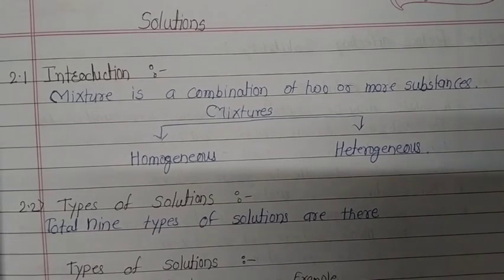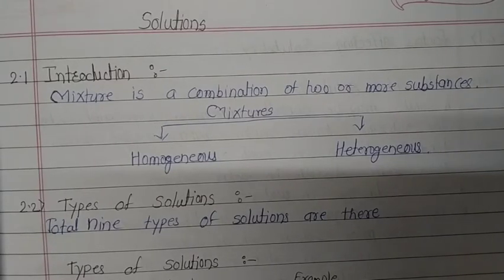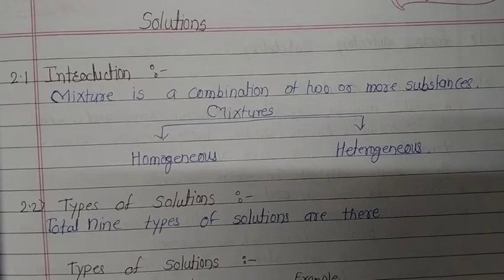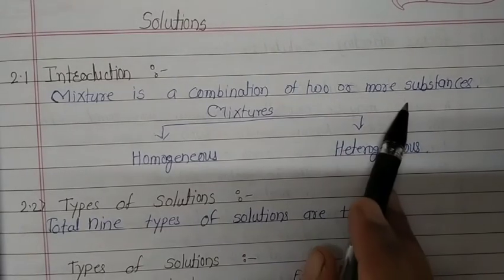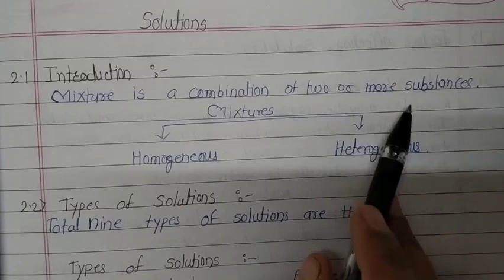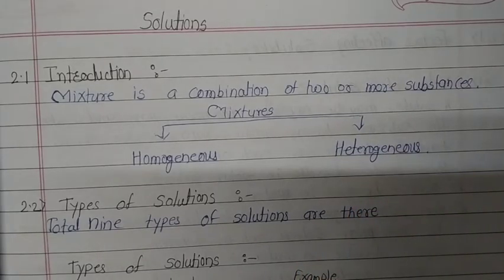Hello students, today we are studying our new chapter, solutions, in which the first point is introduction. As we know, a mixture is a combination of two or more substances. Air is a mixture of gases, and rock is a mixture of two or more minerals. These are examples of mixtures.